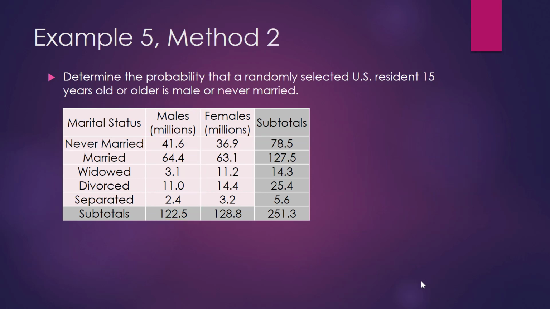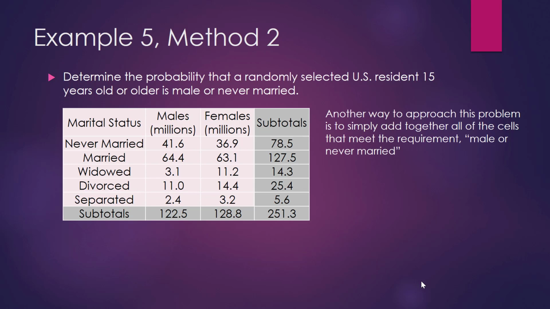Can you think of another way to do this problem? Pause the video, write down your answer, and then unpause it. So another way to approach this problem is to simply add together all of the cells that meet the requirement male or never married. So all these cells represent people who are males, plus this cell right here represents people who are never married.